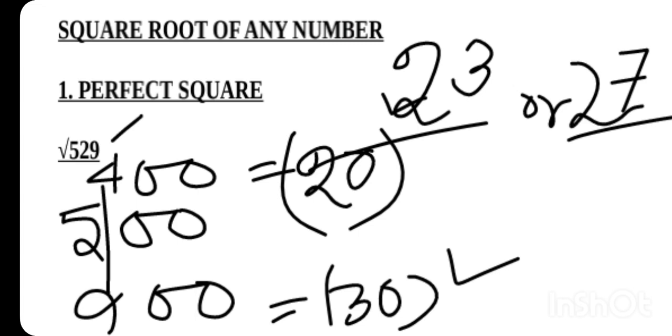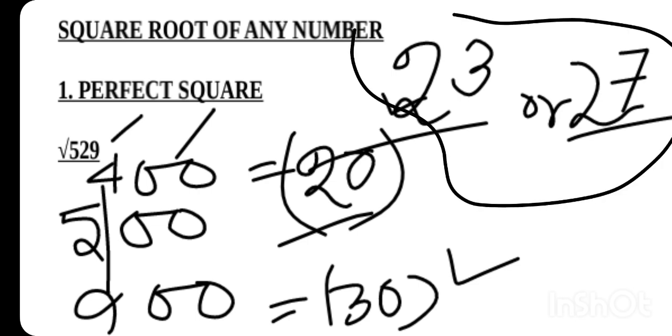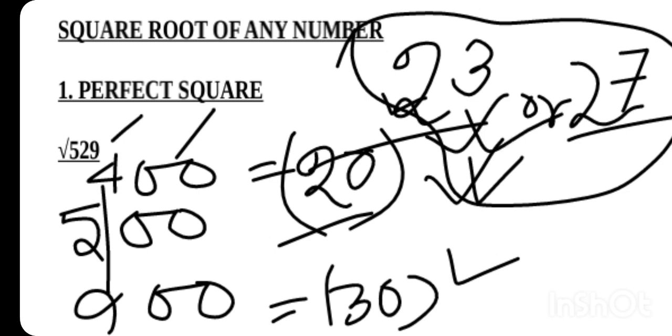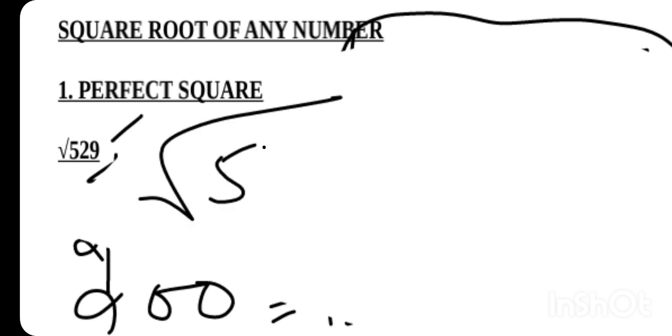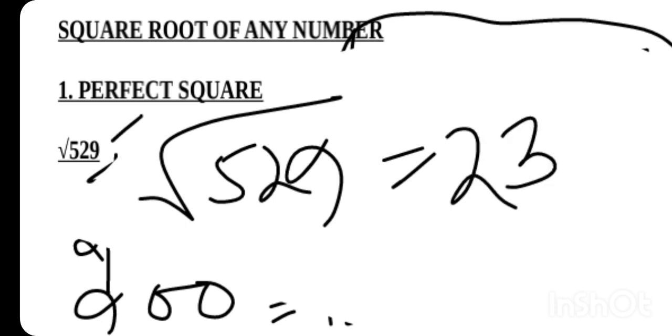23 or 27. Now we have to find which is the right answer. Now let's see, 5 to 9 is closer to 400 or 900. Yes, it is closer to 400, which is the square of 20. Now between these numbers, find which number is closer to 20. Yes, the number is 23. 23 is closer to 20, so our answer is 23. Hence, the square root of 5 to 9 is equal to 23. Next, proceed with the next.